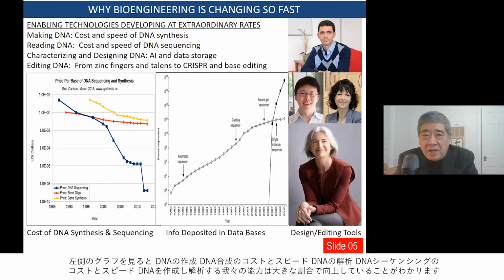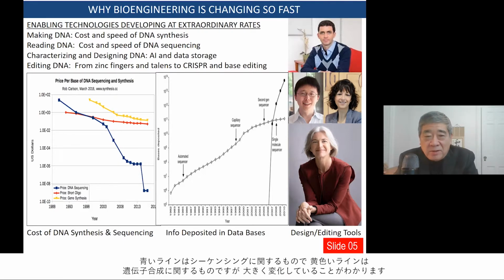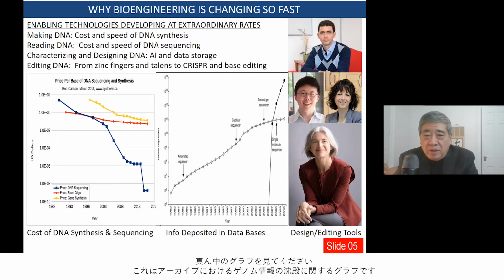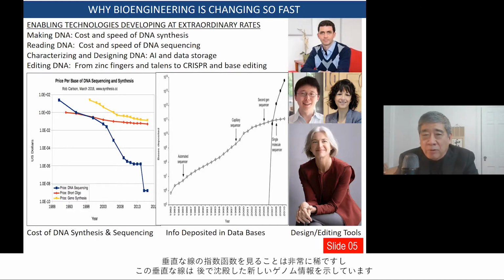If you look at the left, making DNA, the cost and speed of DNA synthesis, and reading DNA, the cost and speed of DNA sequencing, our ability to make and read DNA has been improving at extraordinary rates. You can see that blue line, which is on sequencing, and you can look at the yellow line on gene synthesis. Big changes taking place. A consequence of the changes is that a tremendous amount of additional information has been thrown off. And if you look at the middle graph, it is really a graph on the deposition of genomic information in archives. And very rarely do you see an exponential graph with a vertical line or a near vertical line, and that vertical line is new genomic information being deposited of late.